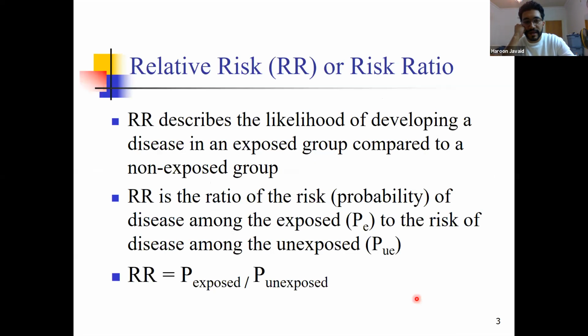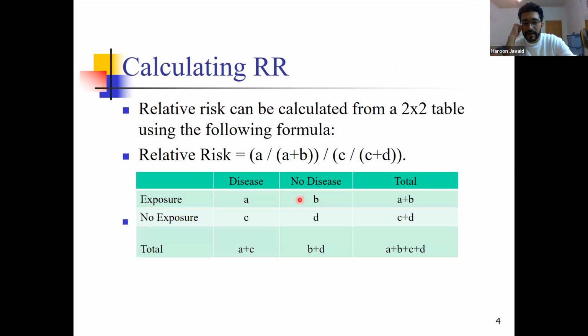Okay, so basically, relative risk describes the likelihood of developing a disease in an exposed group compared to that of a non-exposed group. It is the ratio of the risk, or probability, of disease among the exposed to the risk of disease among the non-exposed. So basically, P exposed is the proportion who got the disease over the total people who were exposed, and then the proportion with disease among the unexposed over the total people who were unexposed. Okay. So over here, it's exactly the same thing.